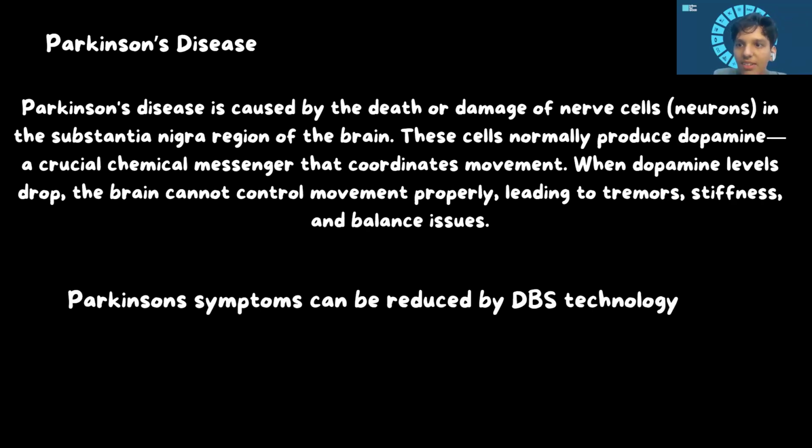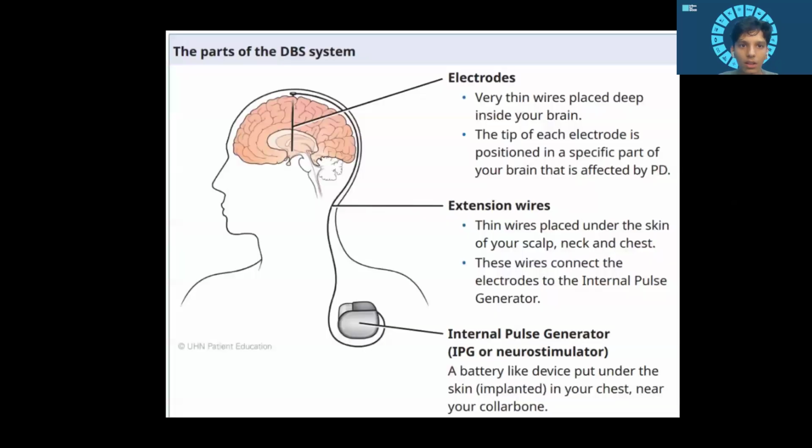This is a very recent technology. It's a neural implant that will send electrical signals and do the function that these nerve cells cannot. So this is part of the DBS system, deep brain stimulation. There's a complex surgery behind it. You will implant electrodes into your brain, positioned in a specific part of the brain that's affected by Parkinson's.